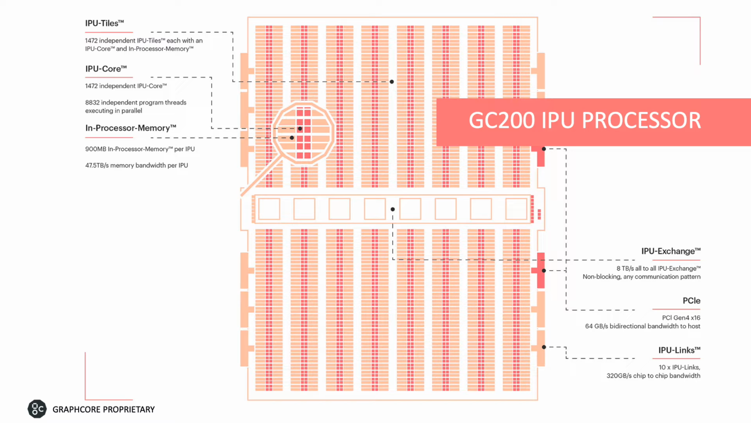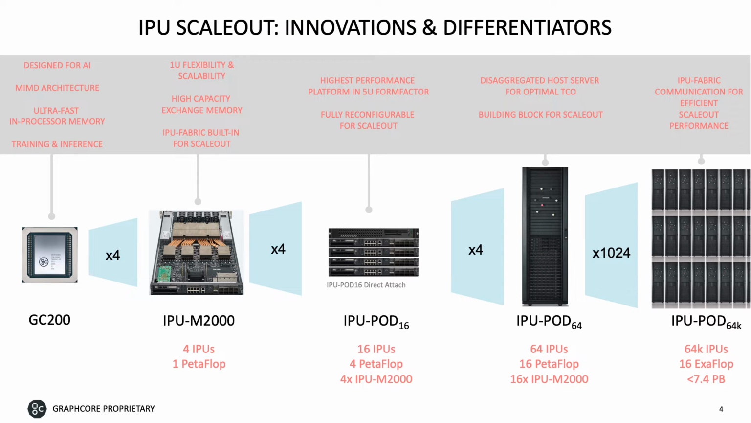Each GC200 processor has nearly 1,500 processor cores. Inside the processor, we have been able to fit 900 MB of high-speed RAM. We have also announced our new product, the IPU M2000 system, which consists of 4 GC200 IPU processors. Multiple IPU M2000s can be directly connected to build a large-scale IPU pod system.